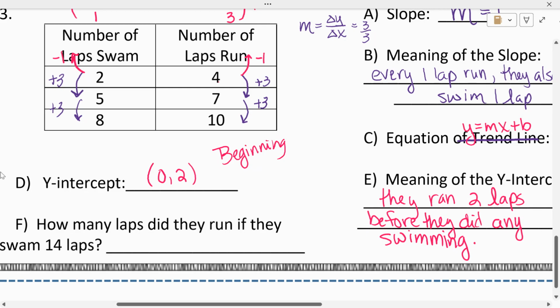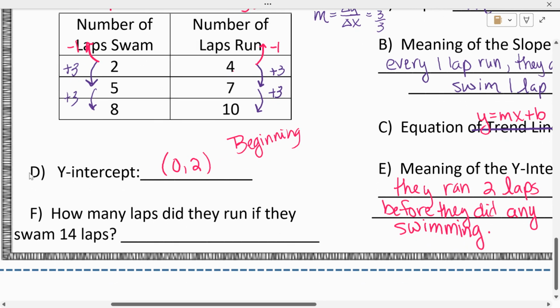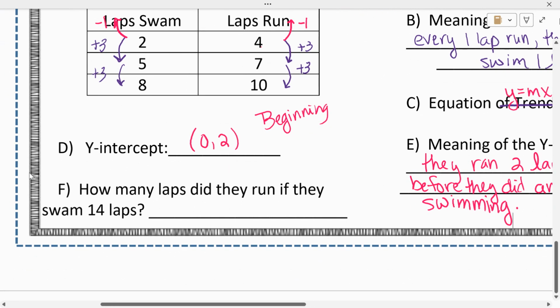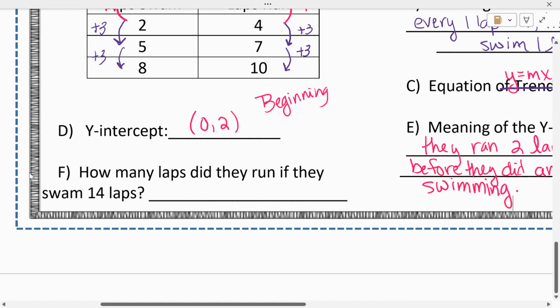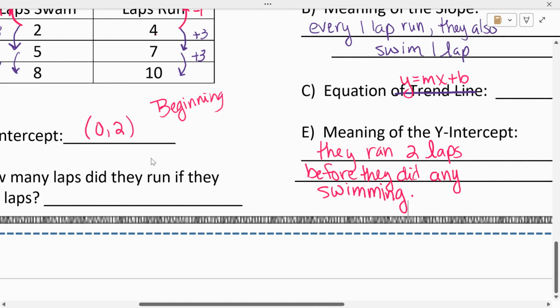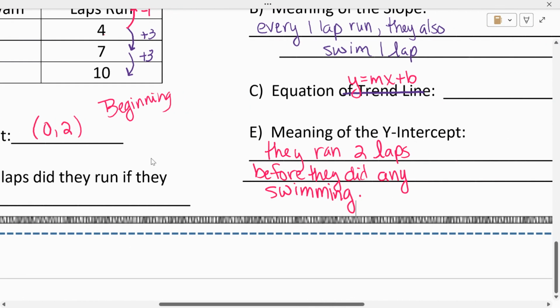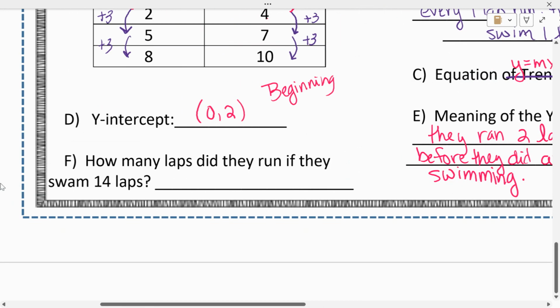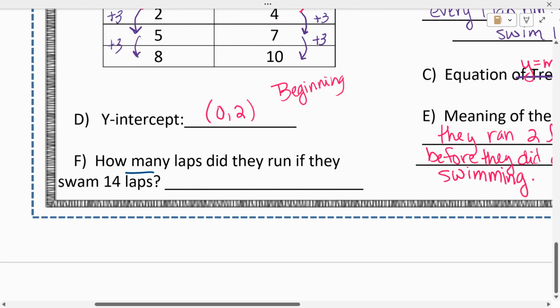Okay. How many laps did they run if they swam 14 laps? Well, we have to come up with our equation, and we haven't written that yet. So what do we want our equation to be? Y equals 1x plus 2. Yeah, y equals 1x plus 2. So how many laps did they run if they swam 14 laps?